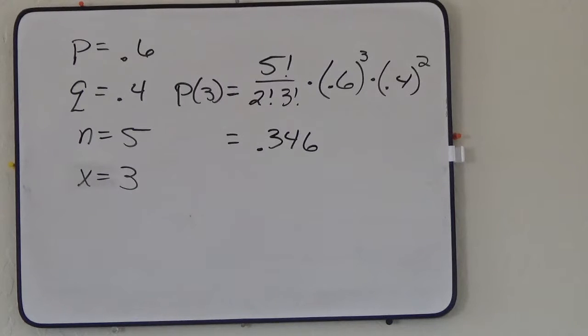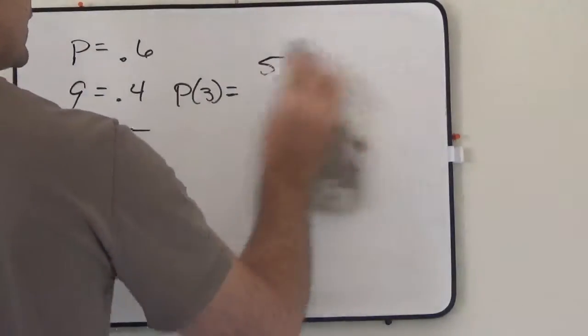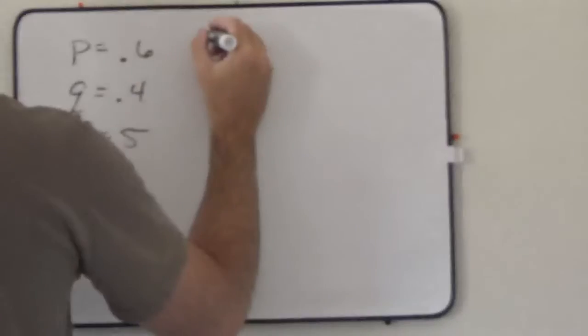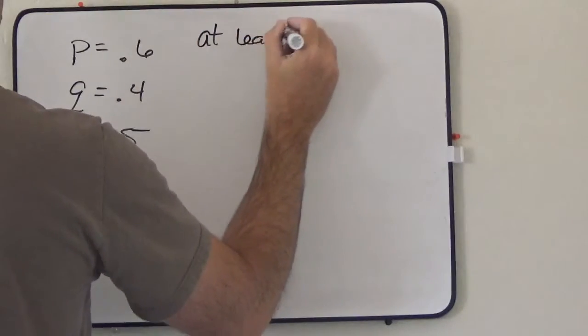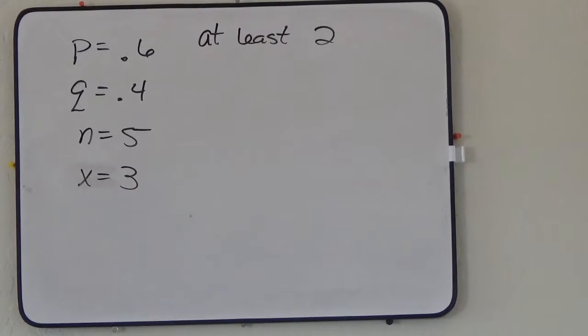Now, we want to find the probability of at least 2 believing in the devil. At least 2. I'm going to write that down, and I'm going to keep these numbers here. At least 2 means the probability of 2 people knowing, the probability of 3 people knowing, the probability of 4 people knowing, and the probability of all 5 knowing. We would have to take all those probabilities and add them together. So you could choose to do that if you want.